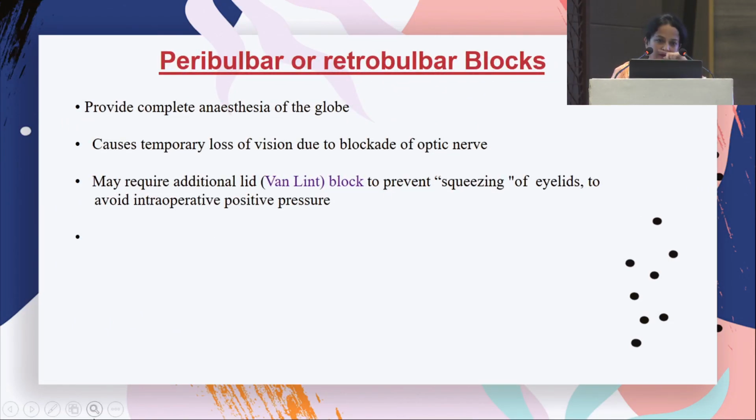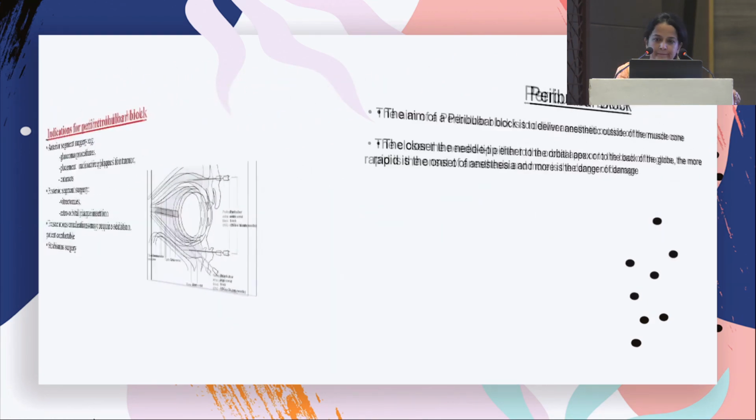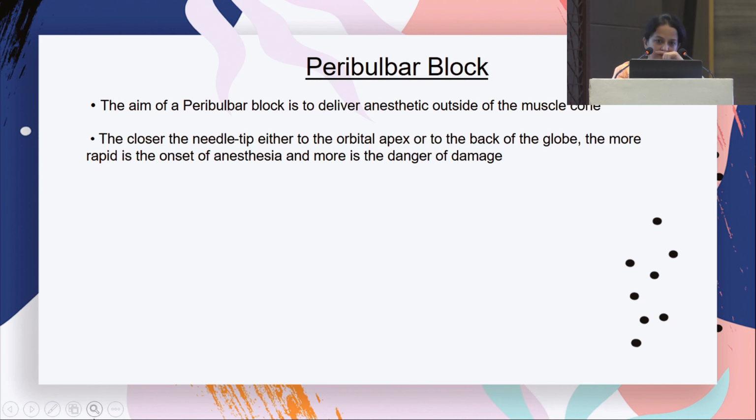Now, talking in detail about the peribulbar, that is the most commonly used anesthesia for small incision cataract surgery. It causes complete anesthesia of the globe. It causes temporary loss of the vision due to the blockage of the optic nerve. In some cases, we have to adjunct it with the Van Lint block to prevent the squeezing of the eyelids. We'll be discussing in detail the technique. I'll show you the video.